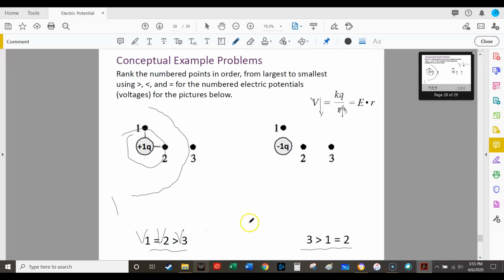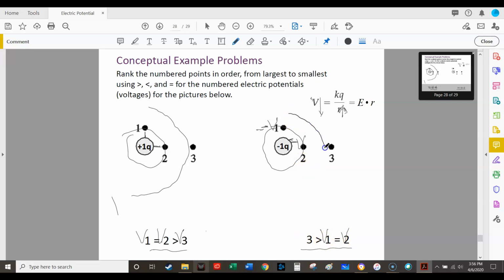Now we're going to go over to this one. In this case, the negative Q1 is here. Again, voltage 1 and voltage 2 are on the same line, so they're going to be equal. But they're closer to the source. This is a negative source, so the voltage is going to be very negative here and here. So the voltage at 1 and the voltage at 2 are both negative and the lowest.